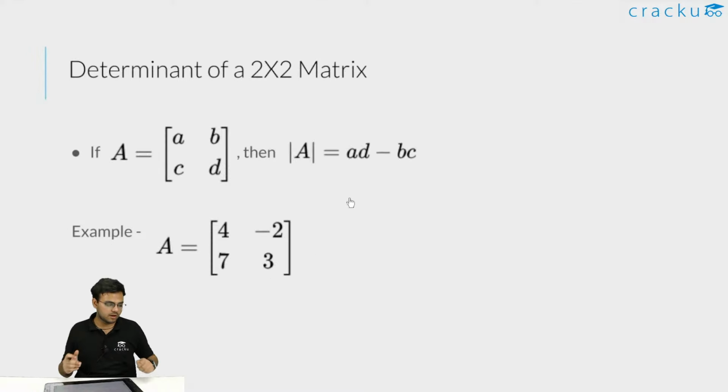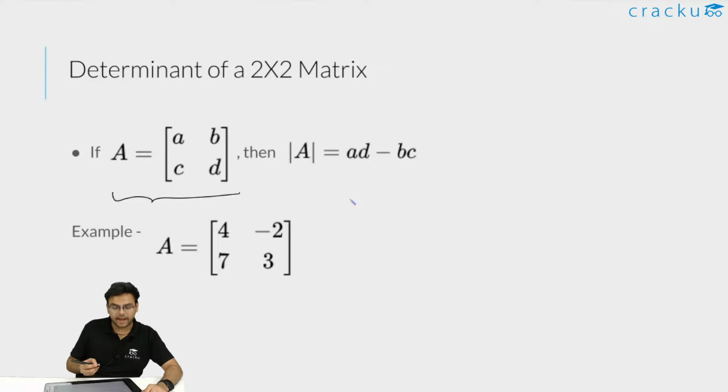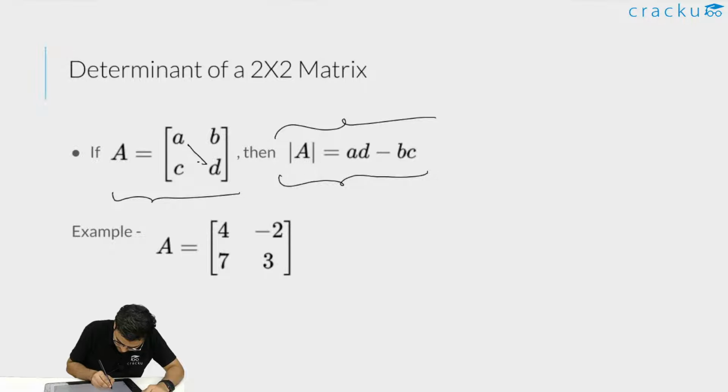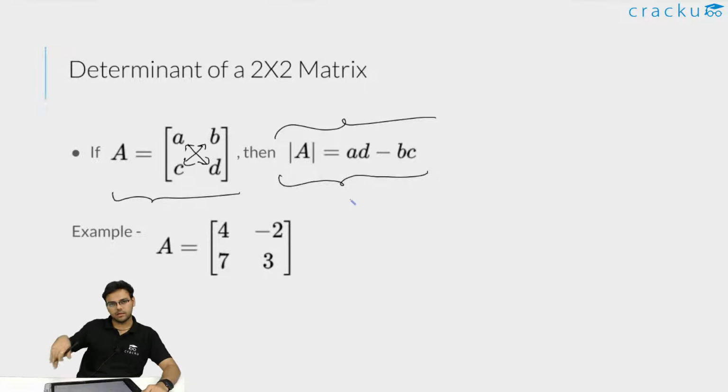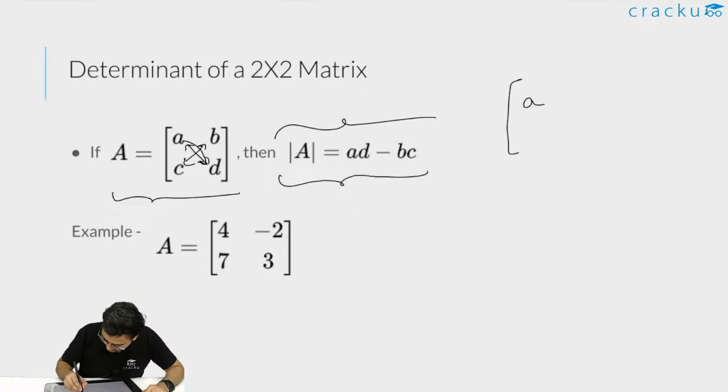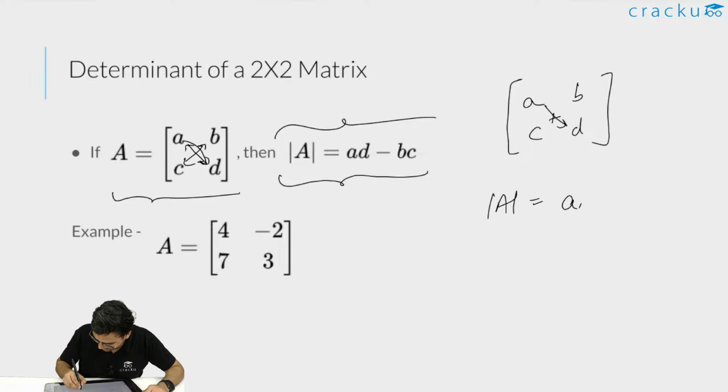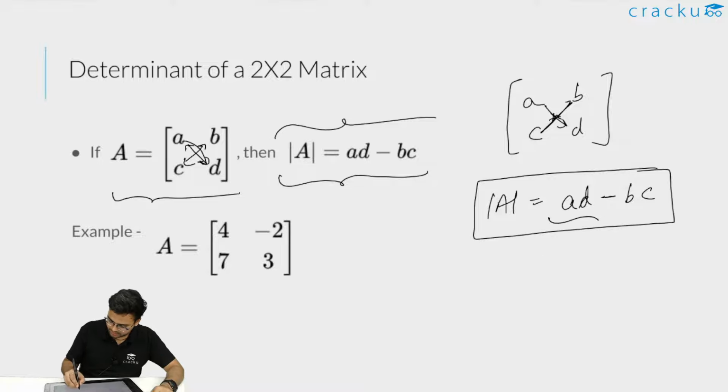First it is important to know what exactly the determinant of a 2 cross 2 matrix is. Let's say a 2 cross 2 matrix is A equals A, B, C and D. How is the determinant of a 2 cross 2 matrix calculated? You multiply the diagonal elements, this diagonal and this diagonal, and subtract. First multiply A by D, then subtract the product of B and C. So the determinant of A is AD minus BC.